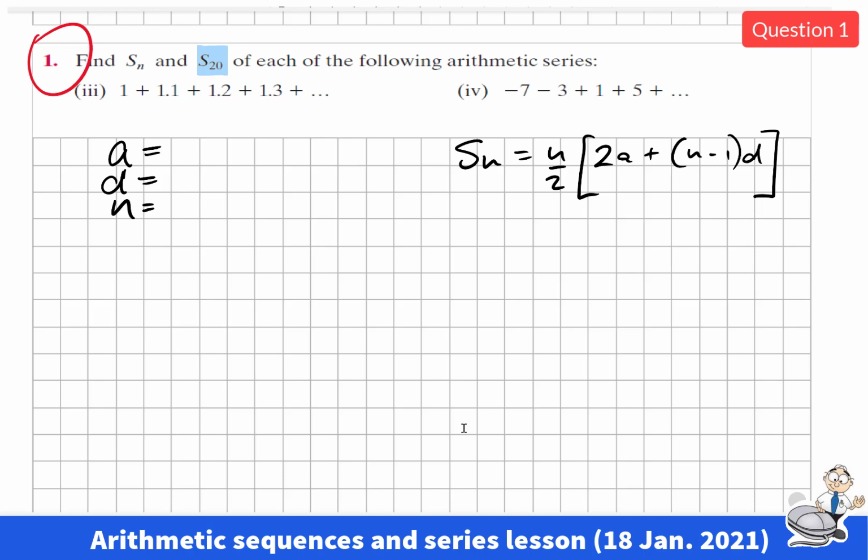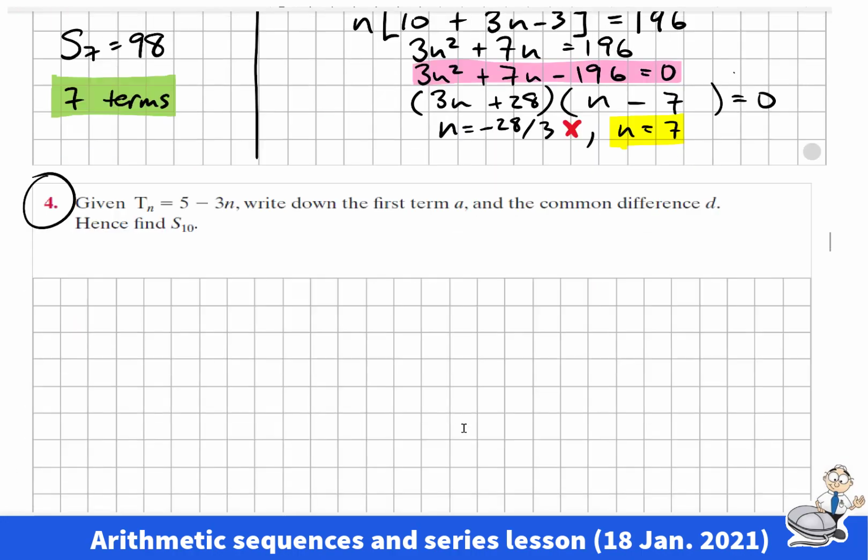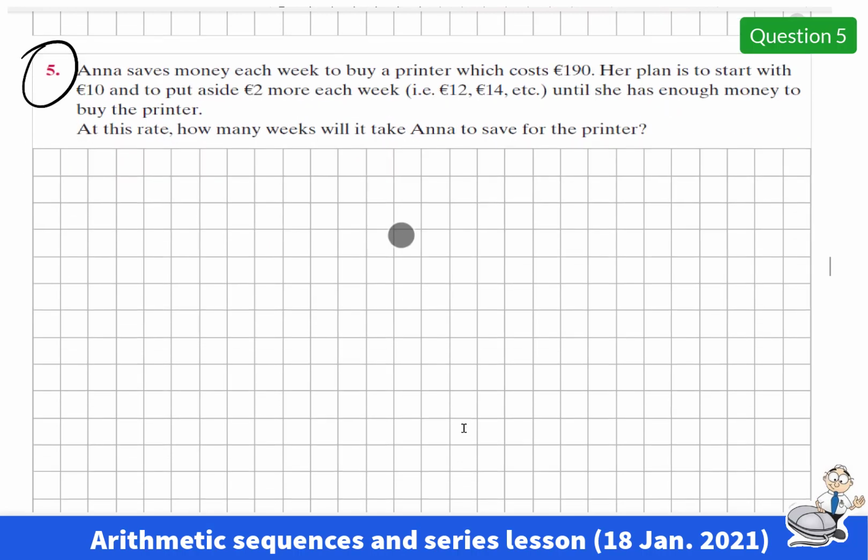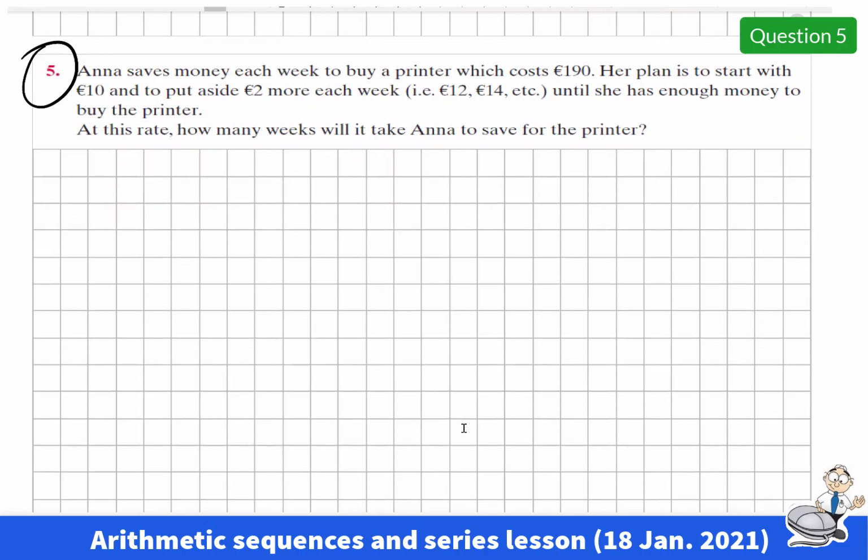Just for question 5, how would you do that differently than 3, because it's asking for how many weeks rather than how many terms of the series? Okay. So Anna saved money each week to buy a printer, which costs 190. Her plan is to start with 10 and put 2 more aside each week.